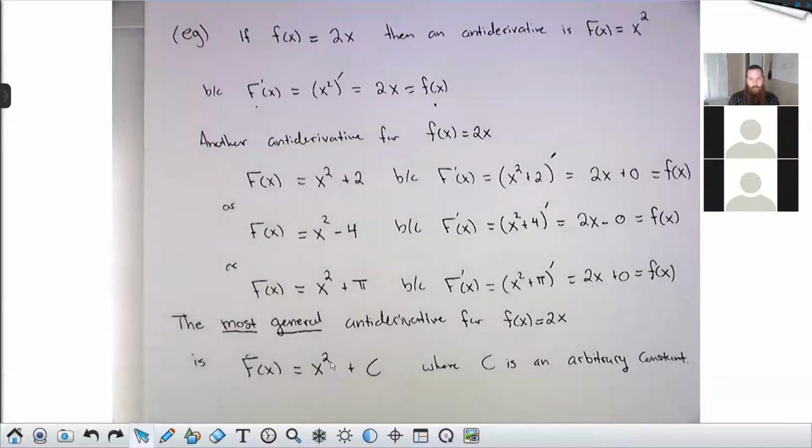Geometrically, there is an interpretation here. There's a way to think about this in terms of graphs.